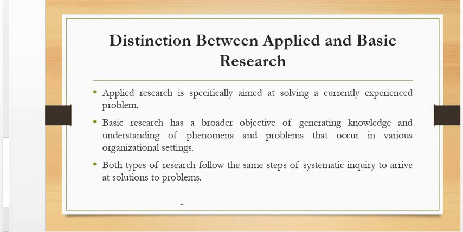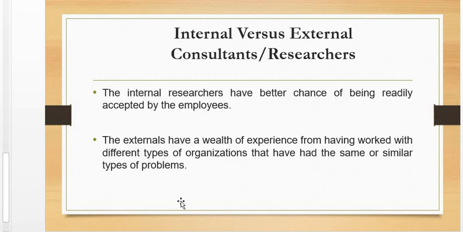So the distinction between applied and basic research is, applied research is specifically aimed at solving a currently experienced problem. So if a problem is being experienced and research is being conducted, that is called applied research. Basic research has a broader objective of generating knowledge and understanding of phenomena and problems that occur in various organizational settings. Both types of research follow the same steps of systematic inquiry to arrive at a solution to a problem. The researcher can be internal to the organization, and the researcher can be external.